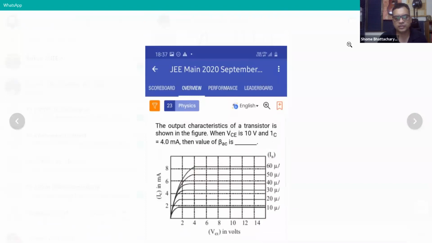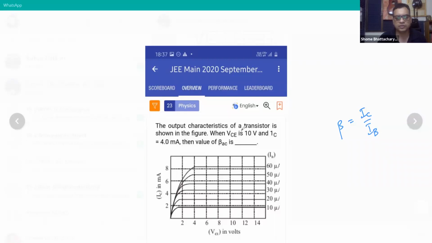Yeah, so the output characteristic of a transistor is shown in the figure. The statement given is that the voltage across the collector emitter junction is 10 volts, and IC is 4 milliamperes. Then the value of the beta parameter across AC is how much? Okay. So basically, you know that Ganesh, the beta parameter is basically IC divided by IB.